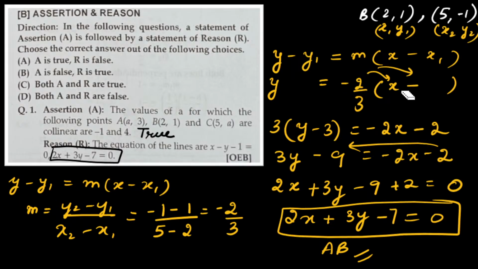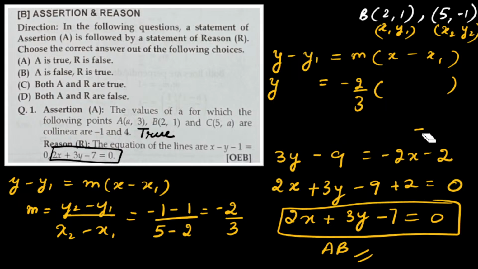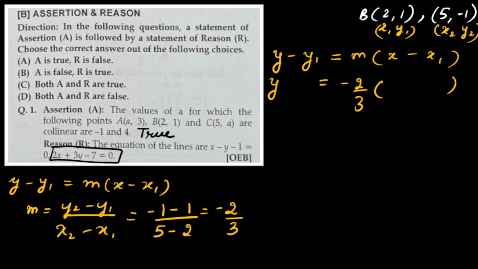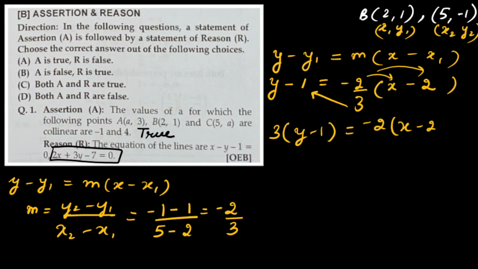So we have to substitute the values of x1. Same point form we have to use. Point form is y minus y1 is equals to m into x minus x1. So y1's value is 1. Y minus 1 is equals to minus 2 by 3 into x minus x1. x1 is 2 now. So this 3 will shift to other side. If we shift 3 to other side, it will get multiplied with y minus 1. So minus 2 will multiply here, minus 2 into x minus 2. So here let's do bracket multiplication.